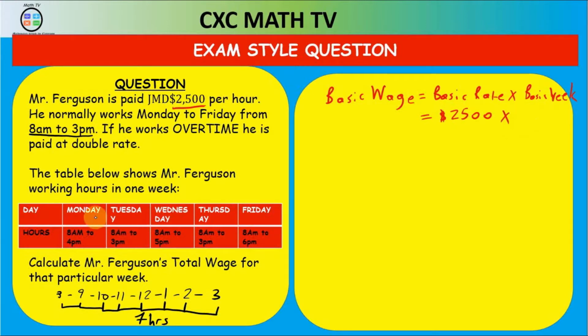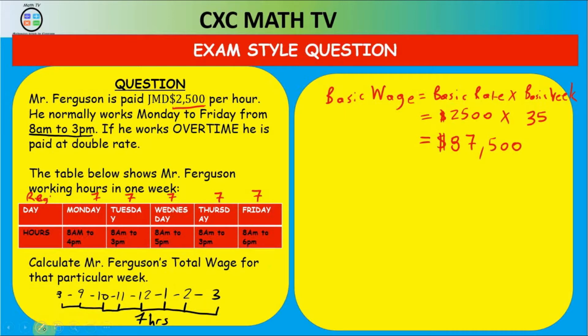Notice, Mr. Ferguson works Monday to Friday, 7 hours. So he works 7 hours Monday, 7 hours Tuesday, 7 hours Wednesday, 7 hours Thursday, 7 hours Friday. Remember, this is regular working hours, REG for regular. So in total, his basic week is 35 hours for the week. So 2,500 times 35 is $87,500. That's his basic wage.